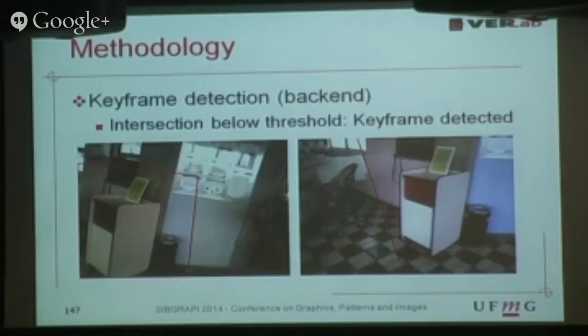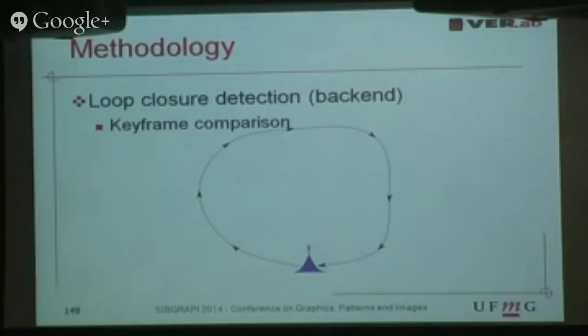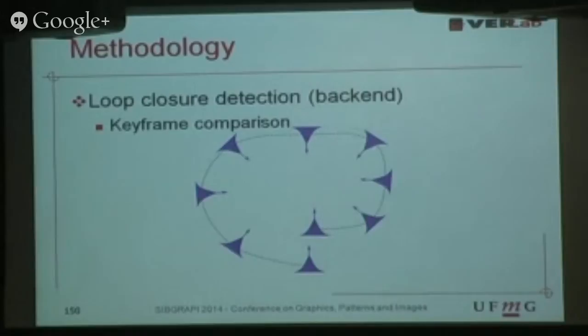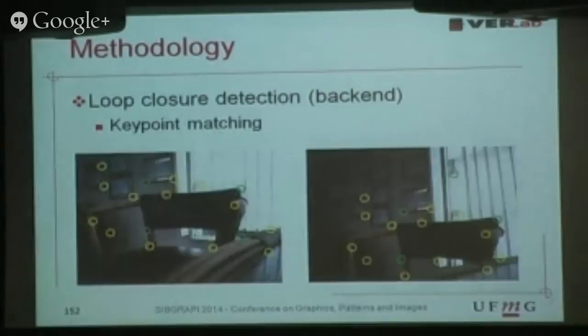And then you perform your loop closure. The idea is that when you move around, you expect to arrive at the same place, right? But somehow it doesn't happen. So then you start to compare your last frame with the first one and with the previous ones and see how far apart you are, right? And that's when you use the information from your IMU, okay?